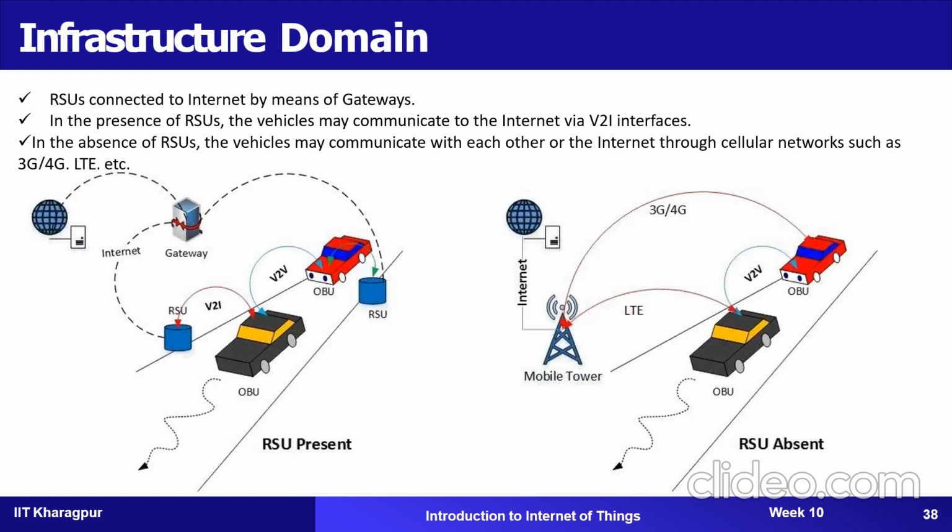Next is your infrastructure domain. In case of your infrastructure domain, the RSU is connected to the internet by means of your gateway, and in presence of your RSU, the vehicle may communicate to the internet by vehicle to infrastructure interfaces. In the absence of RSU, the vehicles may communicate with each other or to the internet through your cellular network, such as your 3G, 4G, LTE.